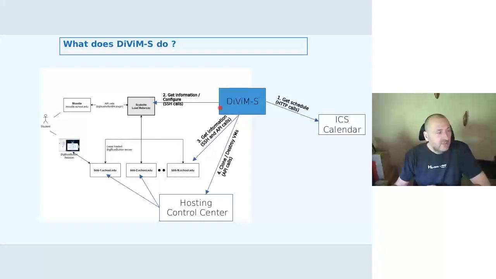In detail, DiViM-S performs 4 tasks. The first one is it gets information from a schedule manager in ICS format to know the forecast schedule. Then it interacts with Scaleway to know the load of the pool in terms of the number of participants and rooms, in order to be able to adapt the number of servers, to add or remove servers to the pool, to drain the servers that need to be stopped.